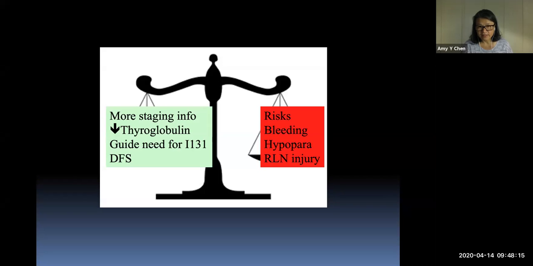if you weigh the risks and benefits of doing a central lymph node dissection, the benefits are that you can get more staging info. In some cases, you can decrease the thyroglobulin postoperatively, can help you guide the need for I-131 after surgery, and it can help with some disease-free survival, although the data is not robustly significant. The risks are bleeding, hypoparathyroidism, and recurrent laryngeal nerve injury.